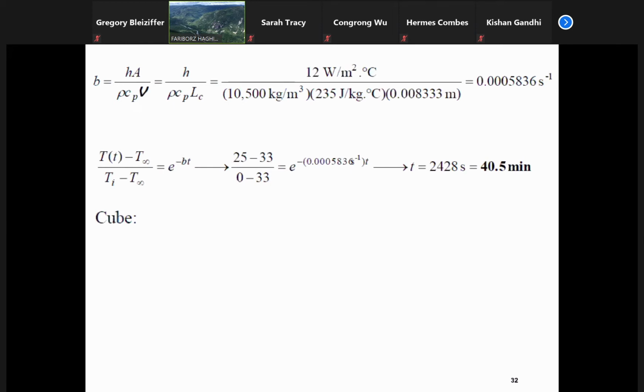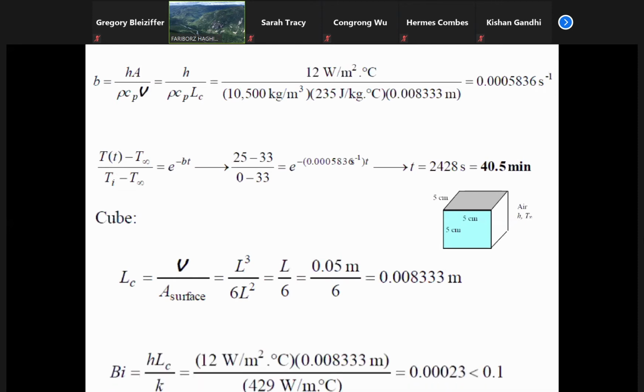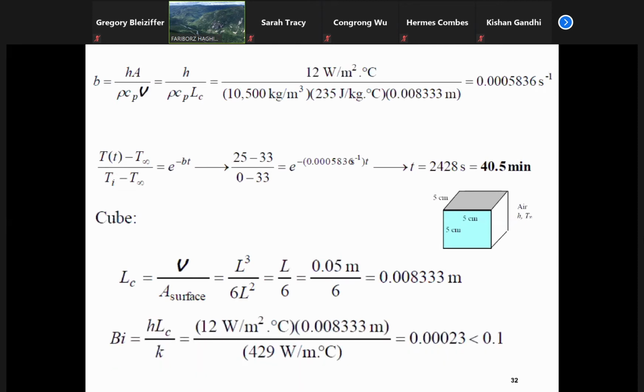The characteristic length is the volume divided by the area. In this case, it becomes 0.00833, okay? And again, the number should be familiar to you. That indicates that in this case the Bi number is also less than 0.1, okay? If you do this one, you can see the Bi number is less than this one, okay?